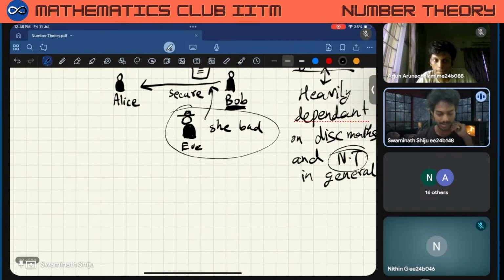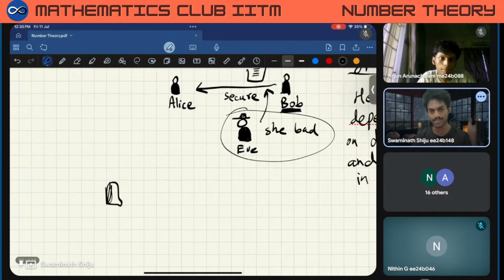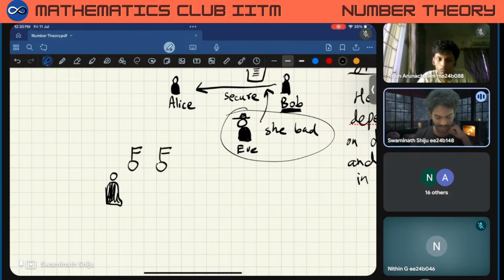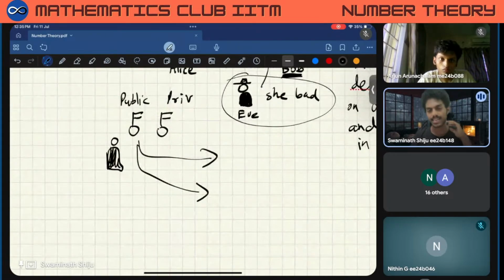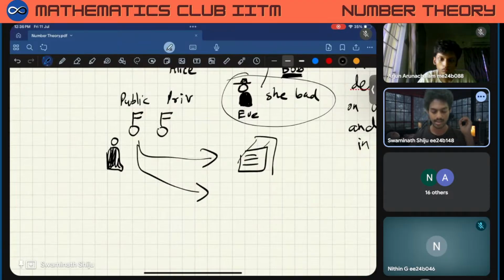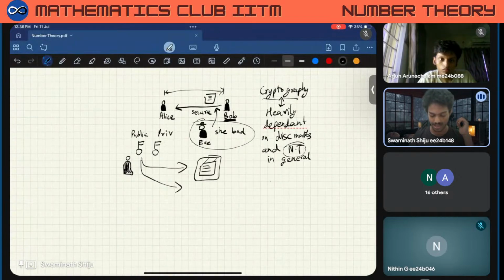Now, what is a public key cryptography system? I don't want to go too in depth into the specific protocol and all, but public key means that Alice has two keys. One is public, one is private. Anyone can get this public key, easy access, and they can encrypt a message. Encrypting a message is basically converting information into something that looks random.